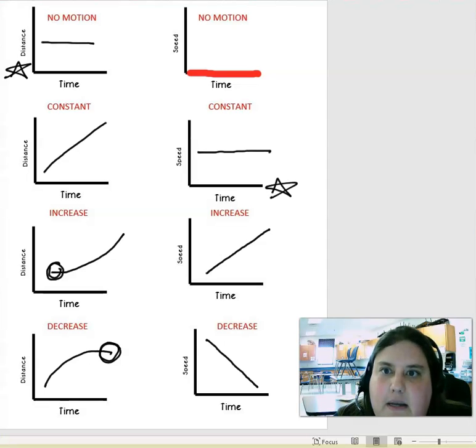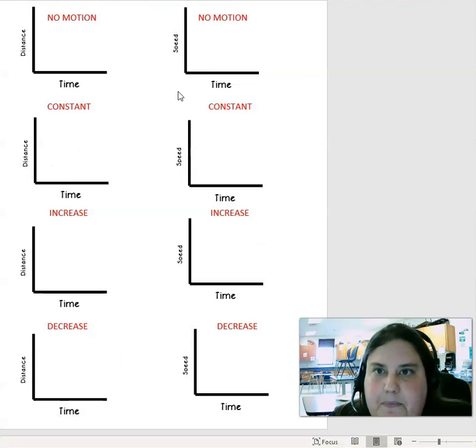So at this time, you want to go ahead and copy this down in your science journal or your notebook so that you have this and can use this on the next activity that we are going to do. So go ahead and pause your video and copy this little graphic down so that you have that for our next activity.